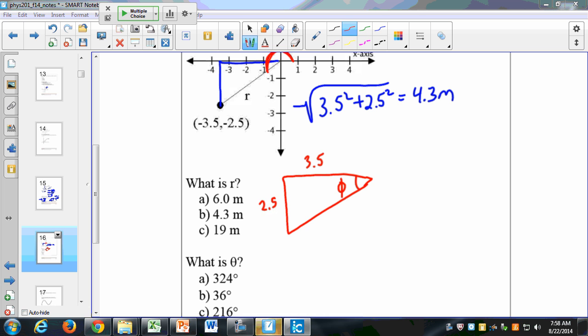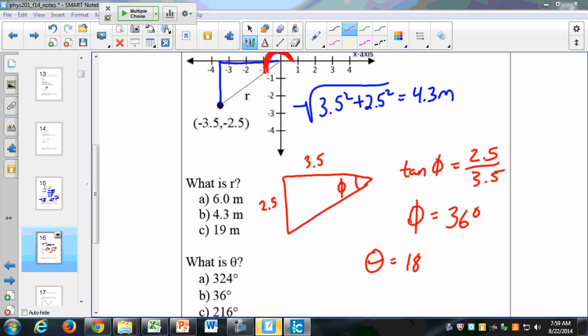It's phi. And the tangent of phi is opposite over adjacent. That's 2.5 over 3.5. And if you take the inverse tan of both sides, then you can find phi, which is going to be 36 degrees. All right. However, that's not the angle that we're looking for. We're looking for the angle from the x-axis. So I add 180 to phi. So theta equals 180 degrees plus 36 is 216, which was C. Most of you put C.